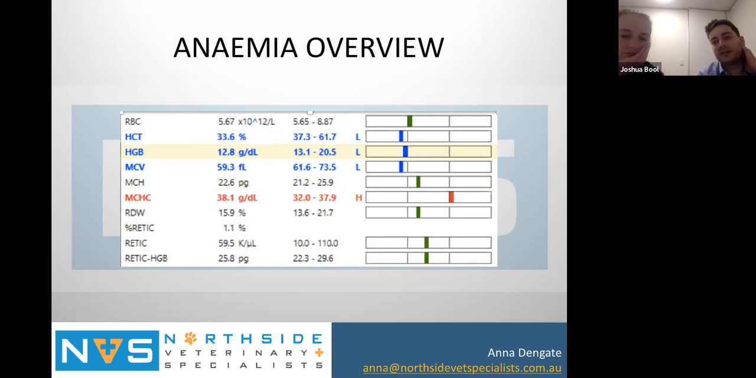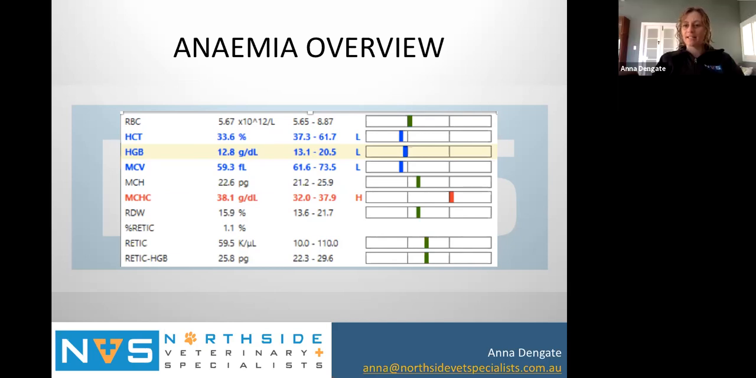Like a worm burden? I'd probably put that in the classification of chronic blood loss, even though the blood doesn't necessarily come out, it goes into the worms, but it's an extra gastrointestinal disease, which can cause gastrointestinal blood loss.